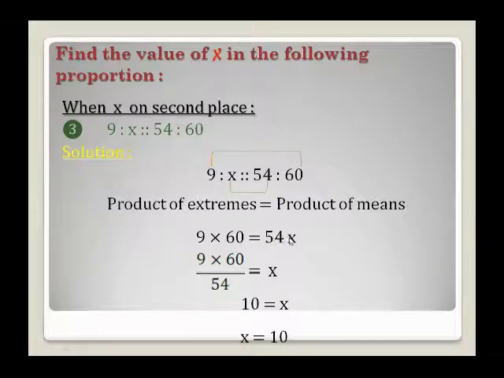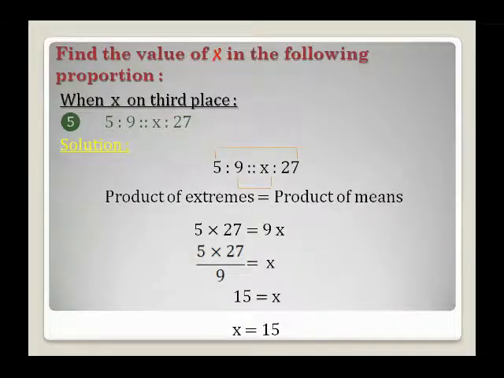Now 54 is multiplied with the x, so it is divided on the other side. So here we write 9 multiplied by 60 divided by 54 is equal to x. Now after simplification we get 10 is equal to x, or we also write that x is equal to 10, because we find the value of x, so we place x on the left side. This is the answer and the value of x is equal to 10.